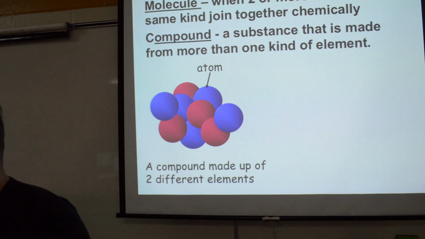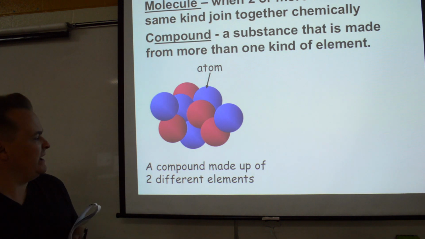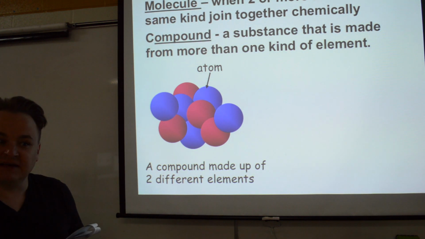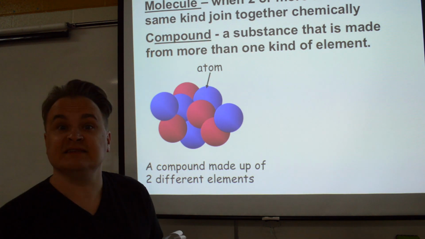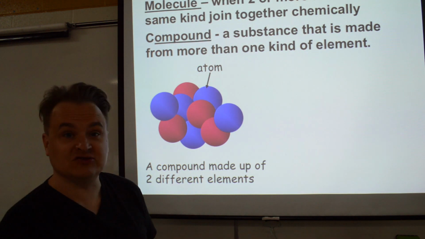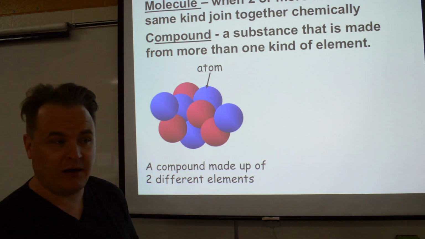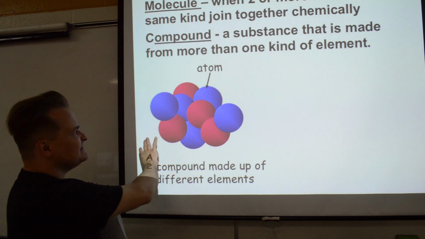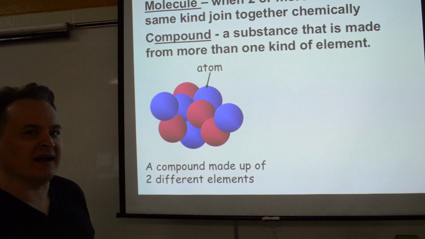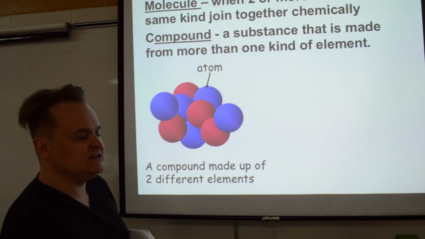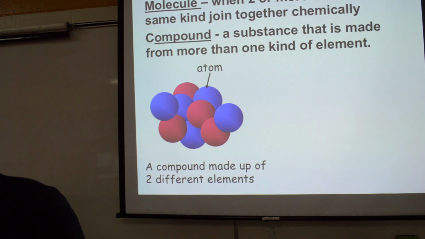That would be a compound made up of two different elements. Lots of things are a compound. For example, water is a compound. Water is made out of hydrogen and oxygen together. So you can think of this as a compound. Two different elements, atoms, combined together. They like to react. They like to stick together, these two. We'll see why.